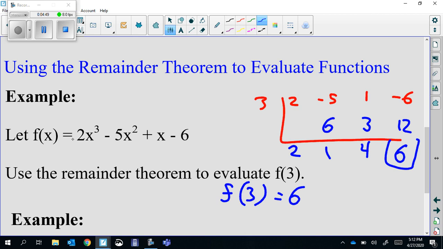3 cubed is 27, times 2 is 54. Minus, plugging in 3, 3 squared is 9, 9 times 5 is 45. Plus, we're plugging in 3.